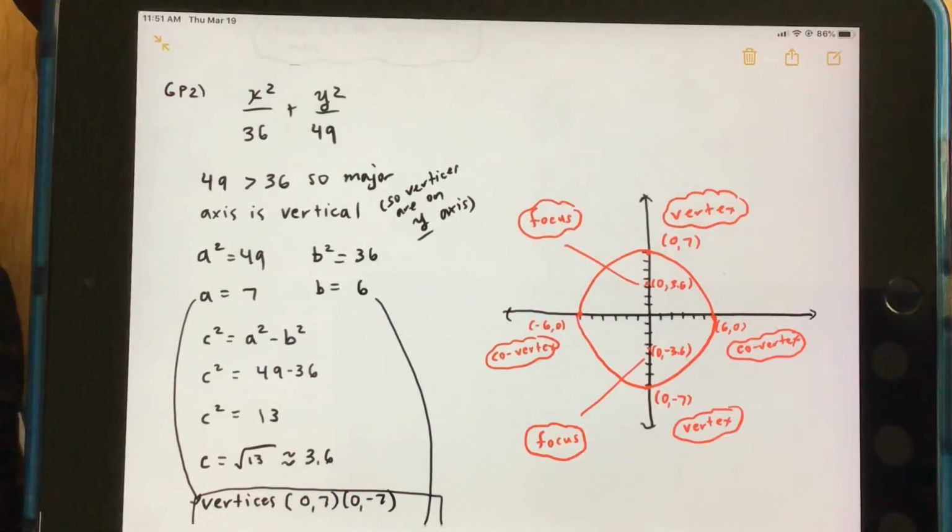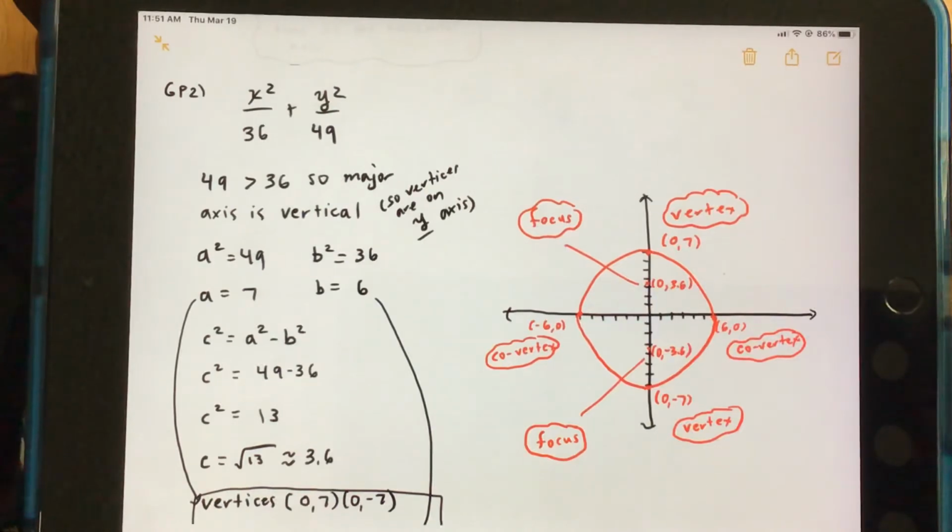All right, so how do we get our numbers this time? Well, we notice that underneath the y squared, that 49 is bigger than the number underneath the x squared. So this time the major axis is vertical because the bigger number is underneath the y squared. So that means our a squared, which is always going to be the bigger number, is 49, and the square root of 49 is 7. b squared is 36. It's underneath the x squared this time, and so that means b is 6.